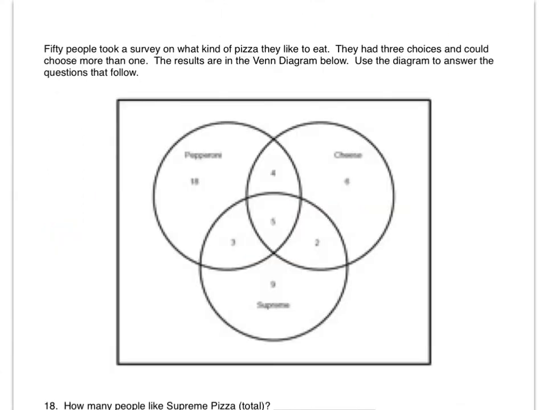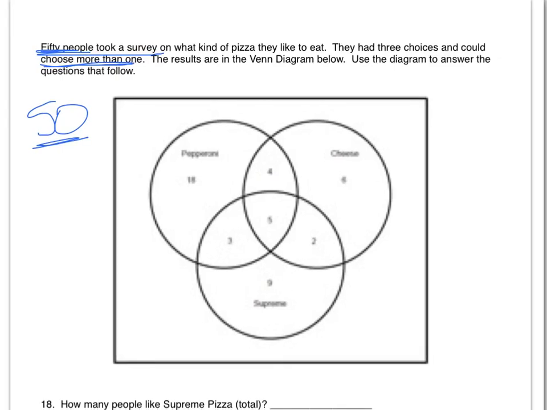Numbers 18, 19, and 20 are all going to be using this Venn diagram, which in my video is pretty fuzzy, but on your paper it's not bad. So remember, the crucial part is to read the information above the Venn diagram because it's going to tell you some crucial things like how many people took the survey. So I know 50 people took the survey, so I'm going to write it out here to kind of keep that in my mind. What kind of pizza they like to eat. They had 3 choices and could choose more than one. So remember, Venn diagrams are really great because they can talk about that overlapping data. So here's the Venn diagram.